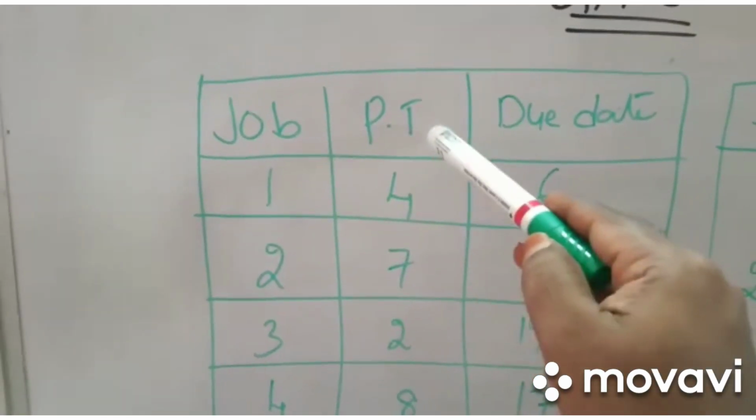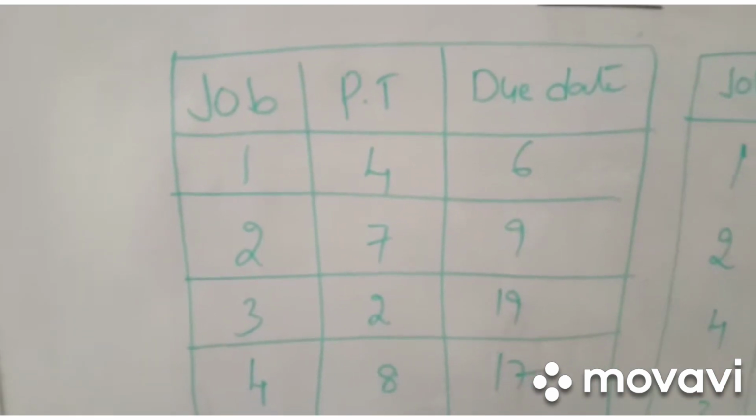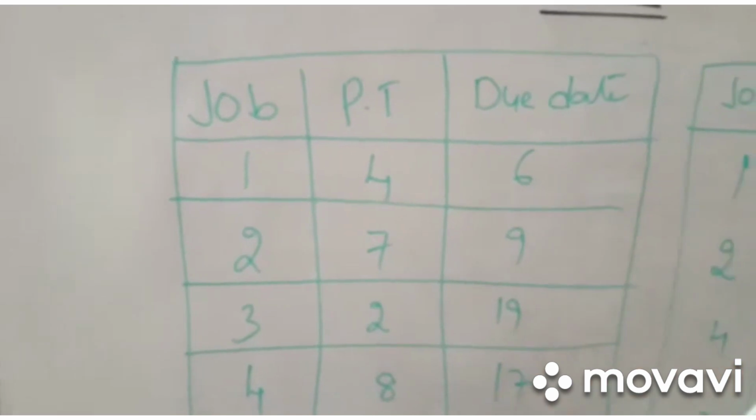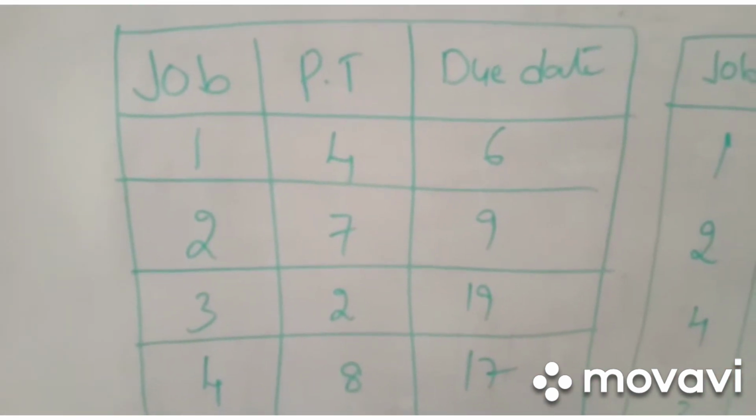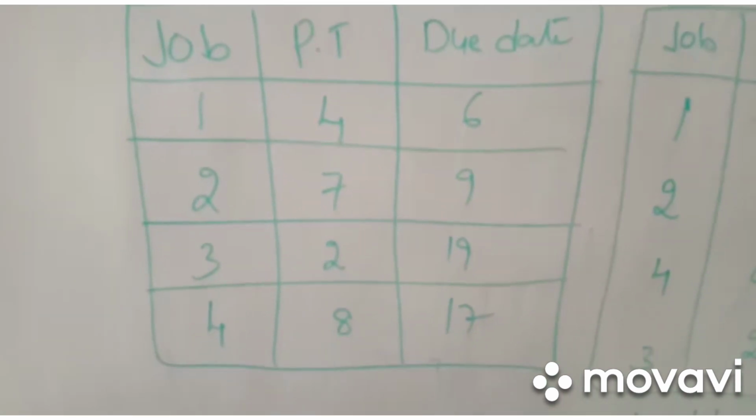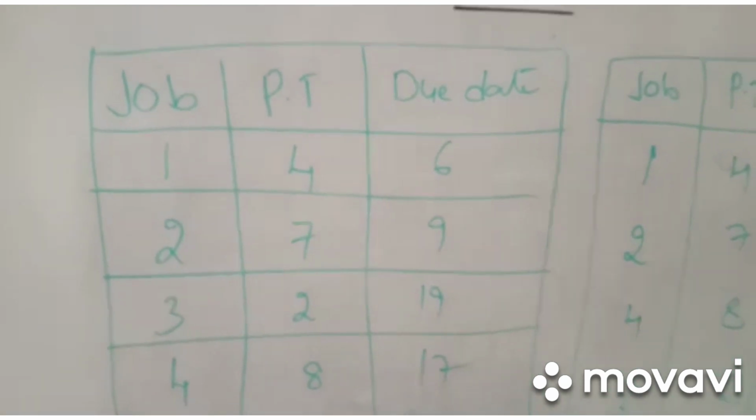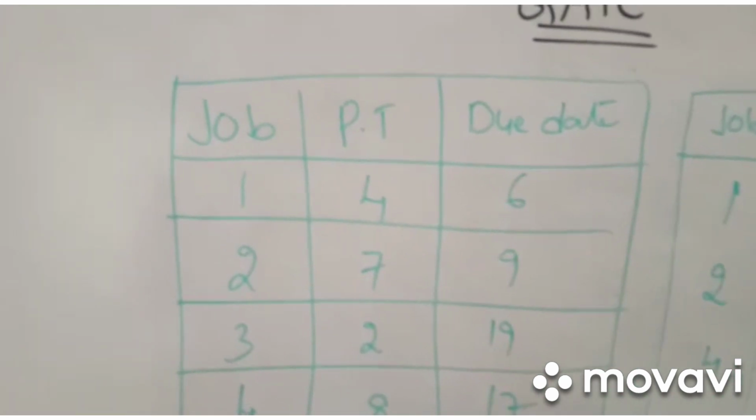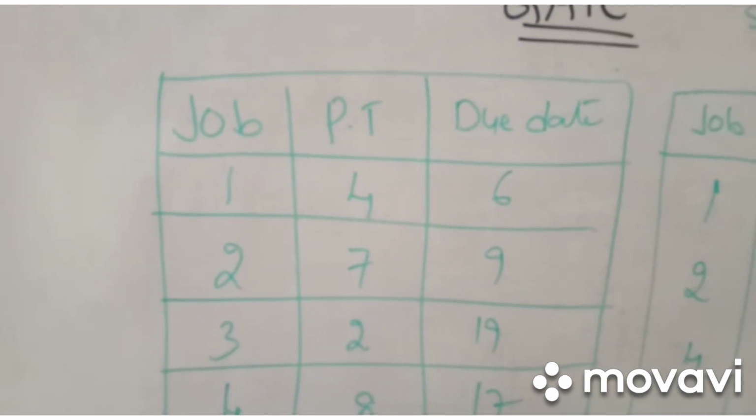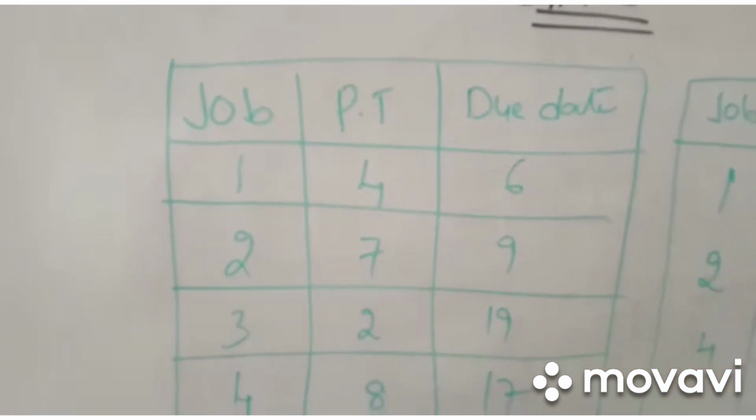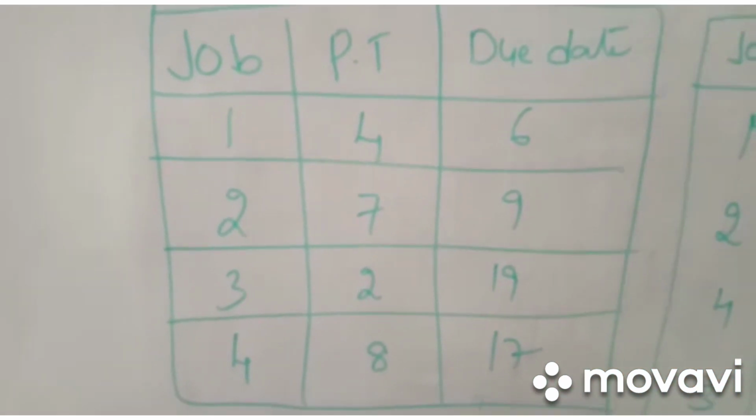So job, processing time and due date. These 3 are the important columns. Based on this only, we try to solve the problem. Based on this relation, what you are supposed to do is calculate the earliest due date. Earliest due date means you have late jobs and early jobs: how many jobs are processed late, and how many are processed early. Based on this data, you can easily find out. How do you find out?